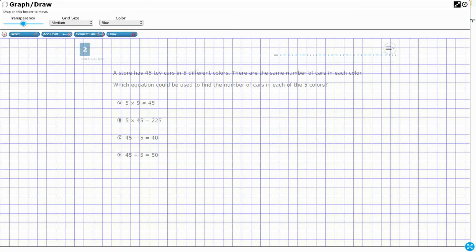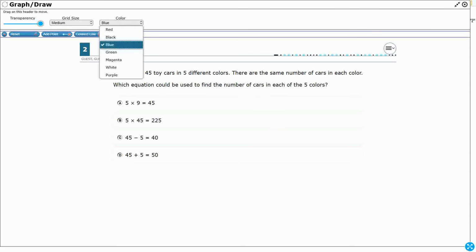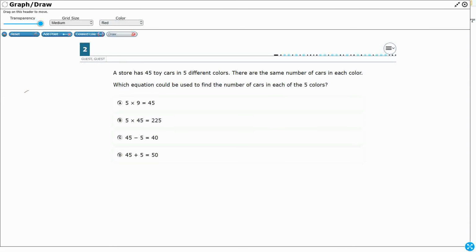For number two, we are looking at 3.4J. It is relationship between multiplication and division, right? So we've got 45 toy cars in 5 different colors. And so this is our total. So we want to make sure that we recognize that. They're the same number of cars in each color, so this is letting us know equal groups. When we are dealing with equal groups, most likely we are going to multiply or divide.